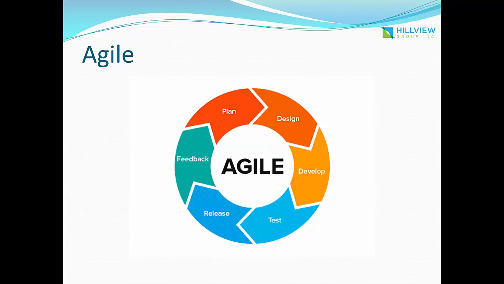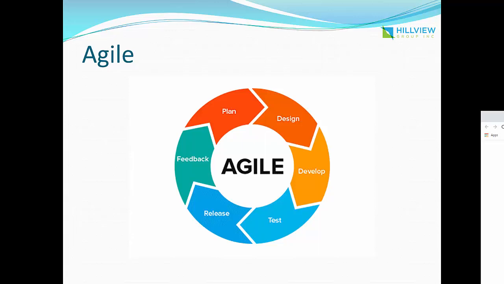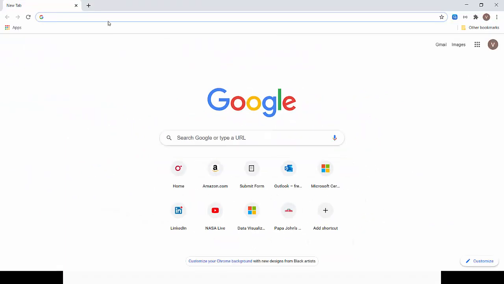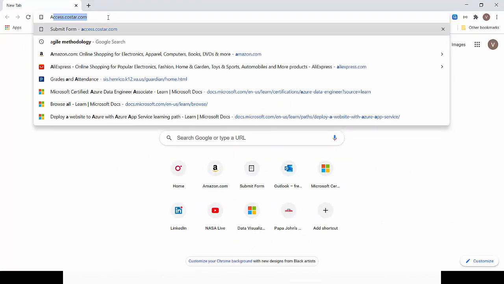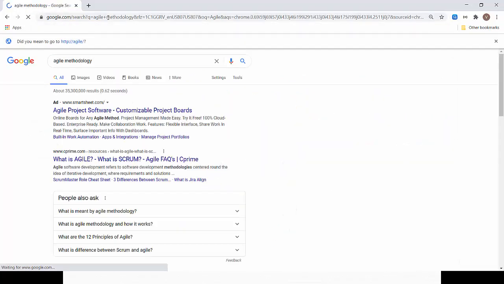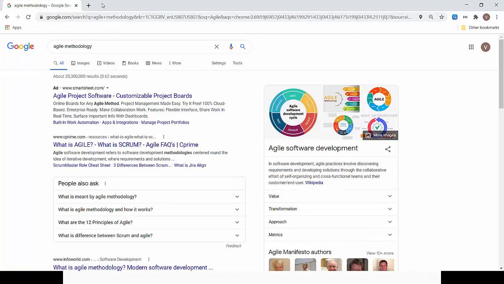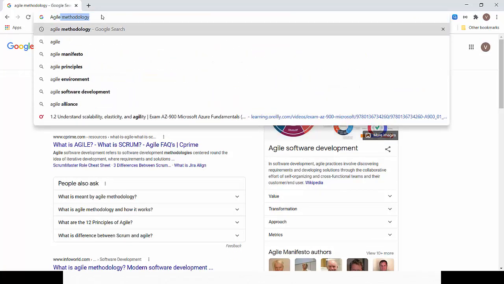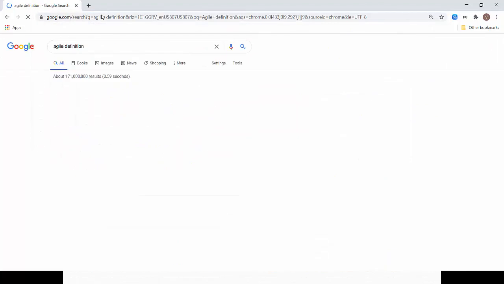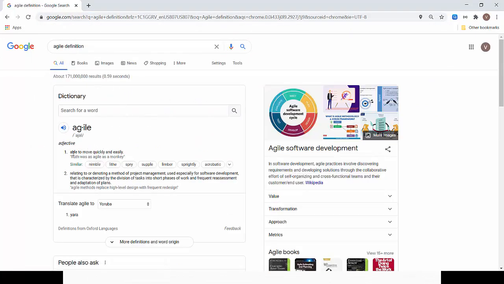Okay, so agile. We've been talking about agile. All right. First thing I'm going to do is I'm going to do a Google search because it's an English word. What is agile? Not agile methodology, the word agile itself. No, I want agile definition. Okay. According to the dictionary, agile is an adjective and it means able to move quickly and easy. Okay, so that's what agile is.